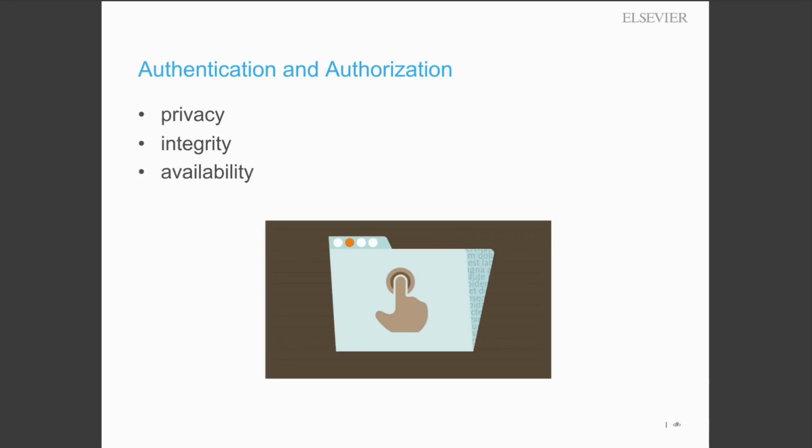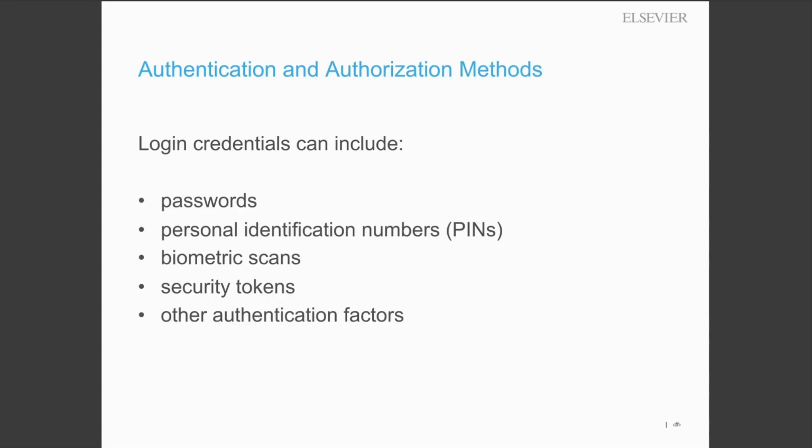So how do we do it? With authentication and authorization, which provide the privacy, integrity, and availability of the data. So there are different methods to give the authentication and authorization to your data. The login credentials include passwords, personal identification numbers, biometric scans, security tokens, or even other authentication factors.